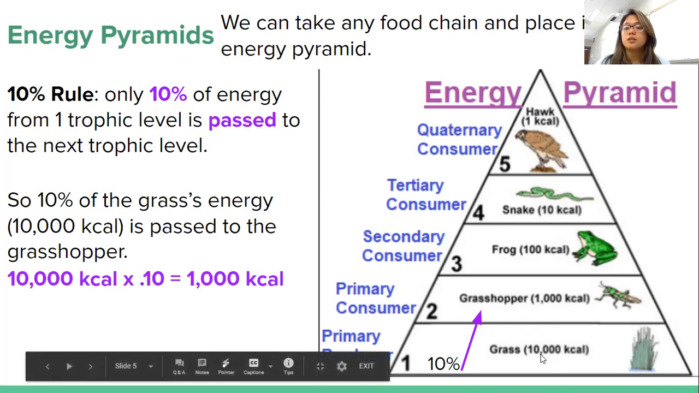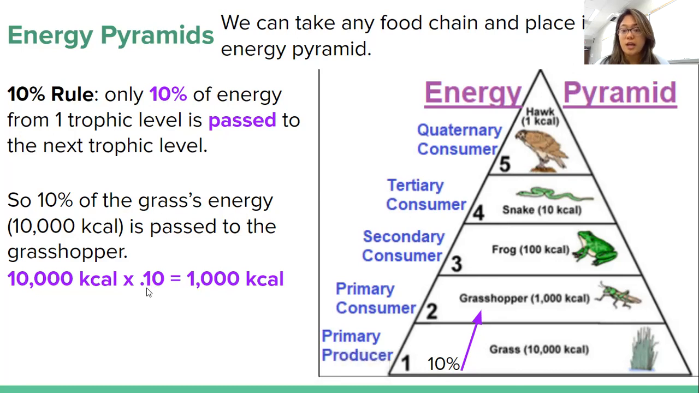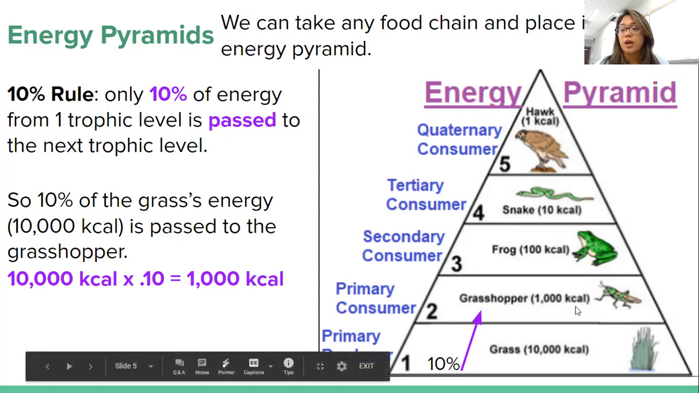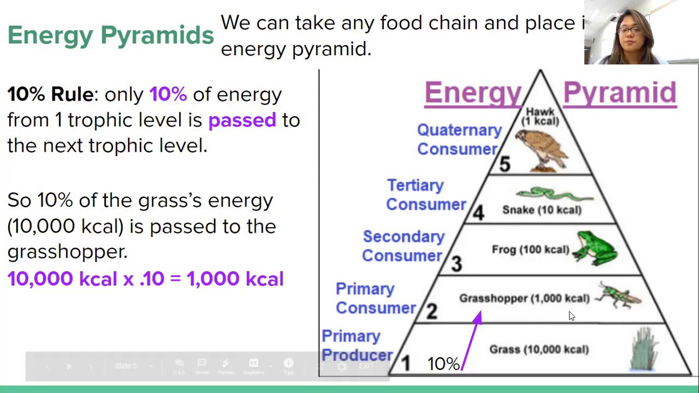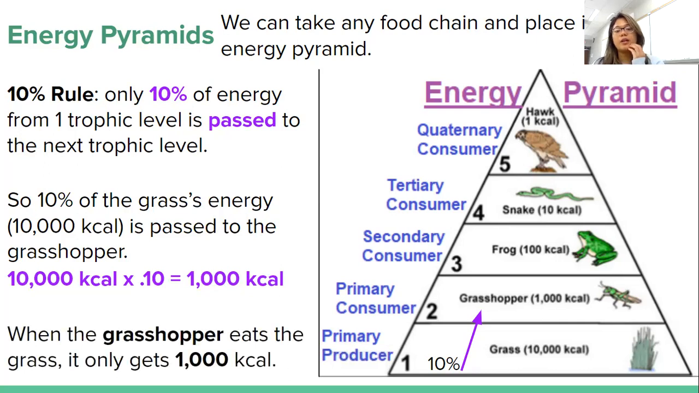The grass has 10,000 kilocalories, and that's where I have 10,000 kilocalories. And then remember, only 10% of the grass's kilocalories can be passed on. So I converted that 10% into a decimal number, and it turns out to be 0.10 or 0.1. And when I multiply these two numbers, I get 1,000 kilocalories, and that's how much energy the grasshopper can get by eating the grass. So when the grasshopper eats the grass, it only gets 1,000 kilocalories.